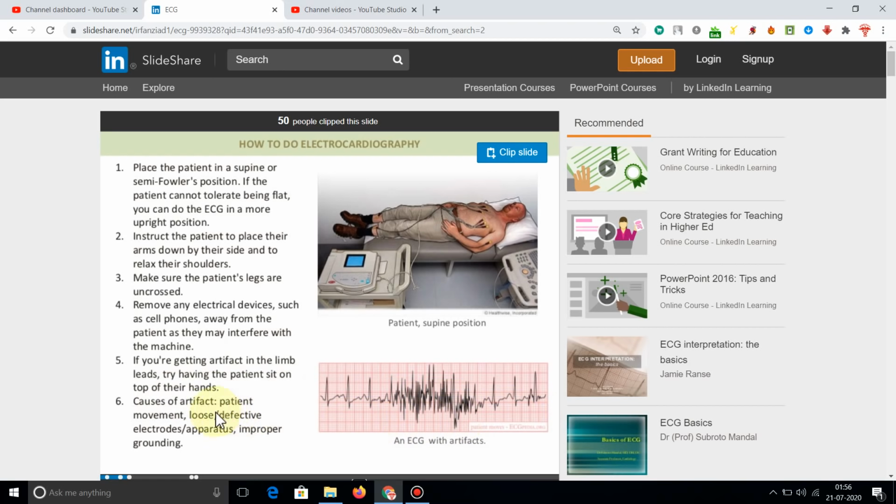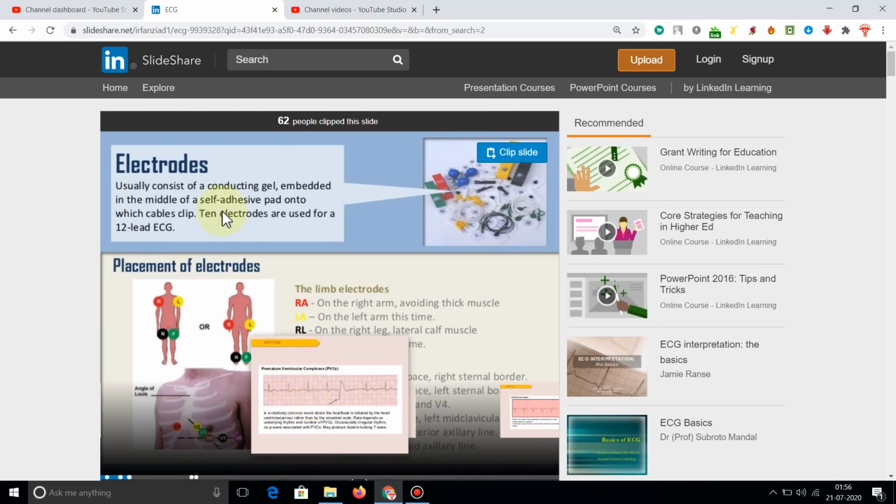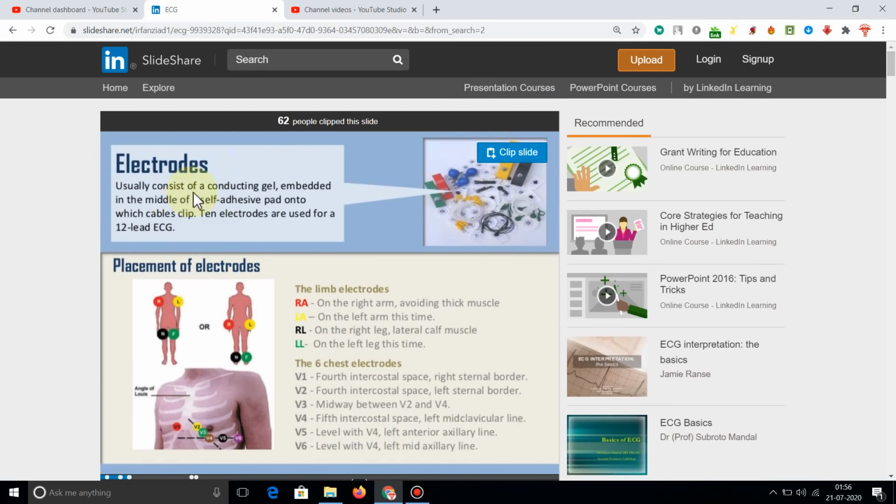ECG artifacts can be caused by patient movement, a loose or defective electrode, and improper grounding. Electrodes usually consist of conducting gel embedded in the middle of a self-adhesive pad on which the cable clips. Ten electrodes are used for a 12-lead ECG.